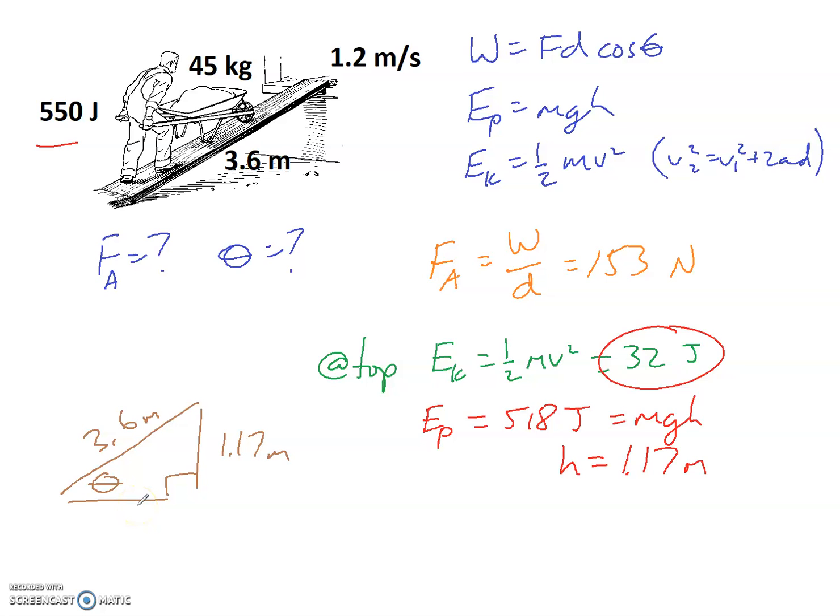So I would just use my sine function. Sine is just opposite over hypotenuse. I can use the sine function in order to solve for my angle. And that would give me an approximate angle of around 19 degrees. So there you go. The angle is 19, the force applied is 153.